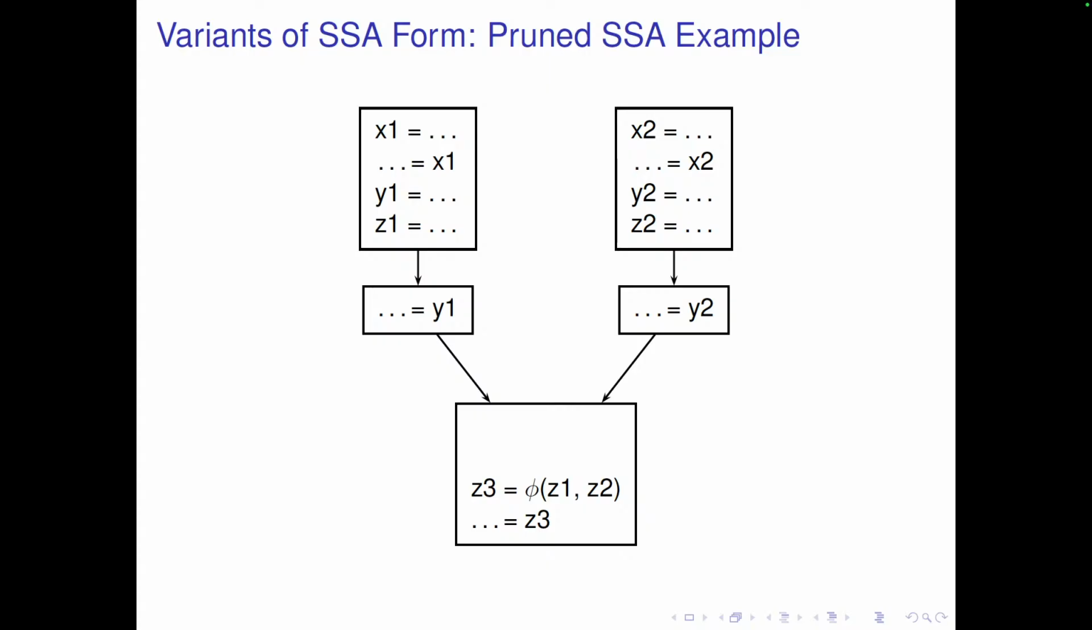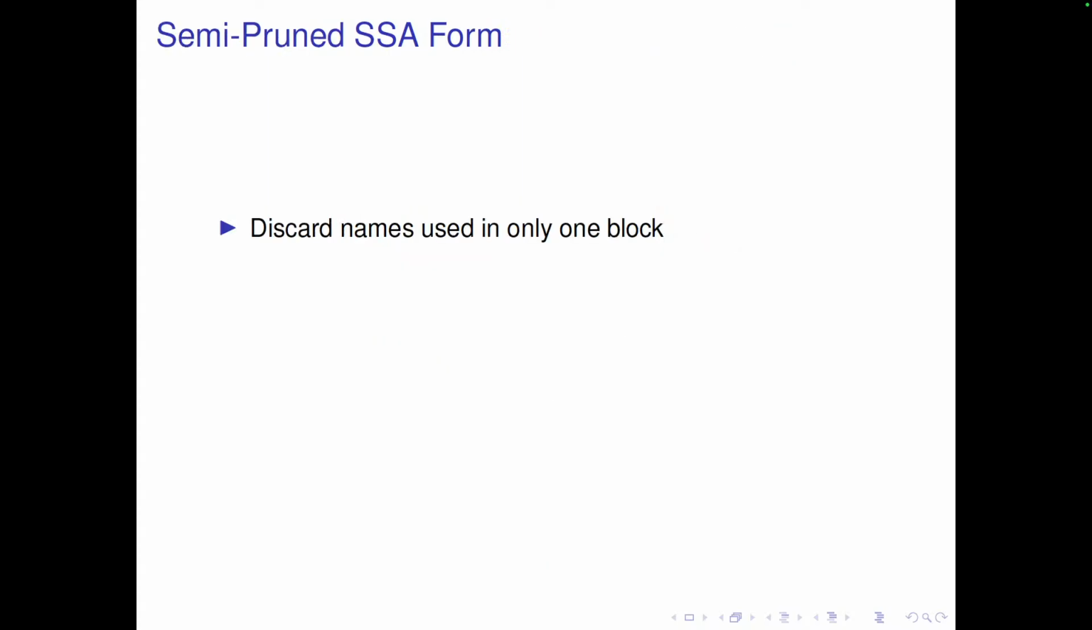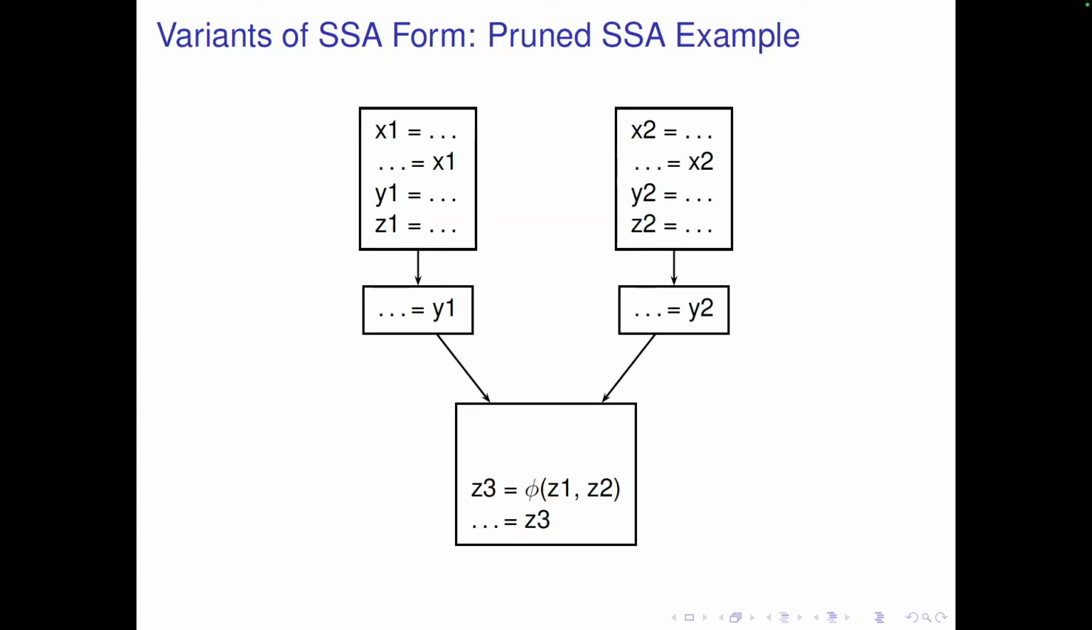But can we do something in between? Not introduce, at least try to avoid certain 5 functions. So semi-pruned does that. It discards those names which are used only inside a single block, which are not going beyond a single block. So if we look here, if you see x1 and x2, the definition and usage are restricted to a single block. Y is used across blocks.